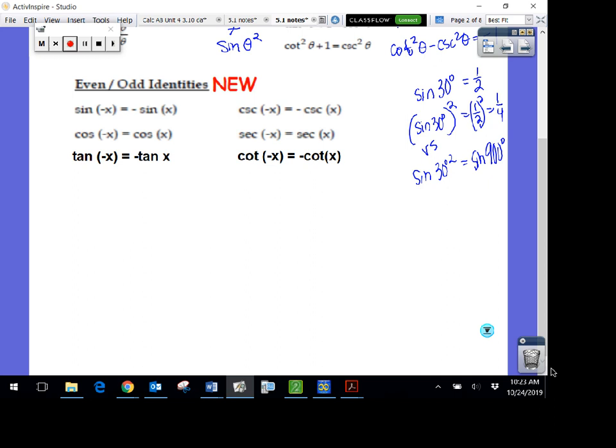If you want to put it on the outside, that's fine. You might see it written somewhere. Someone might write it that way for you. But it's the whole thing being squared, not just the angle.